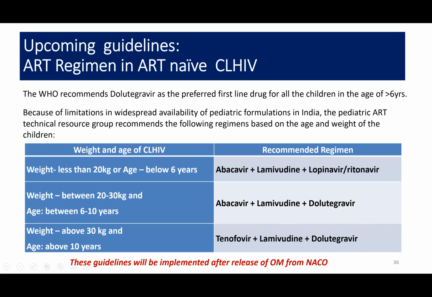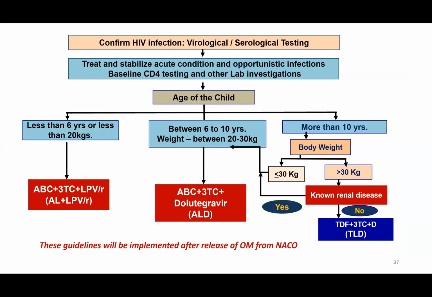For the pediatric age group, again, as I said before, if the child is more than 20 kg, or age is more than 6 years, abacavir, lamivudine, and dolutegravir will be the preferred combination. Now, this can be easily seen in this particular flow chart.